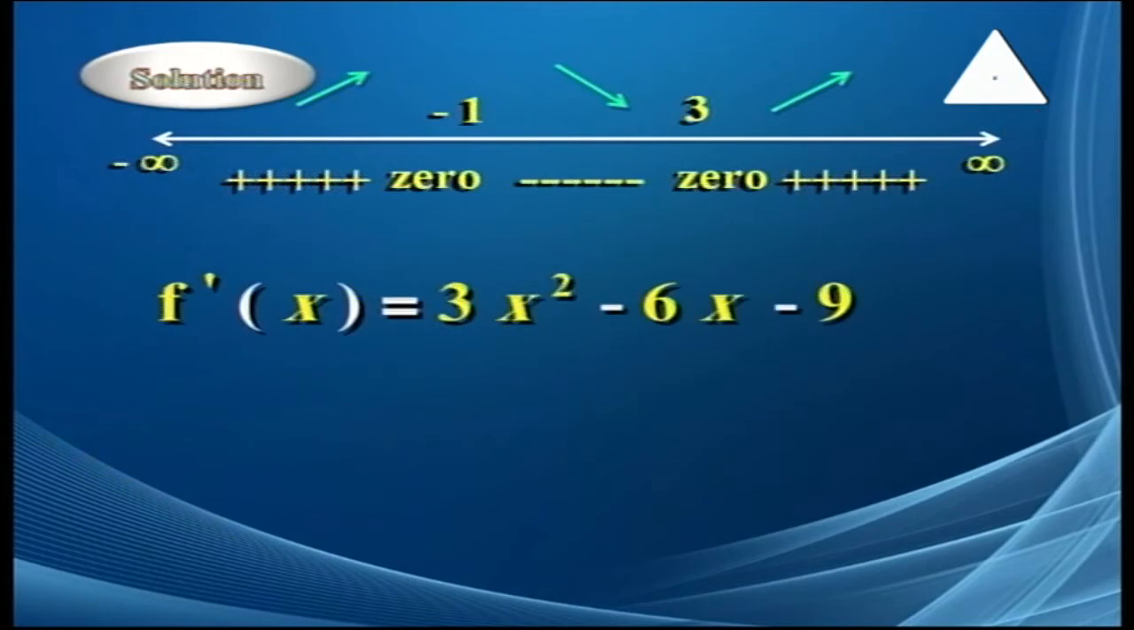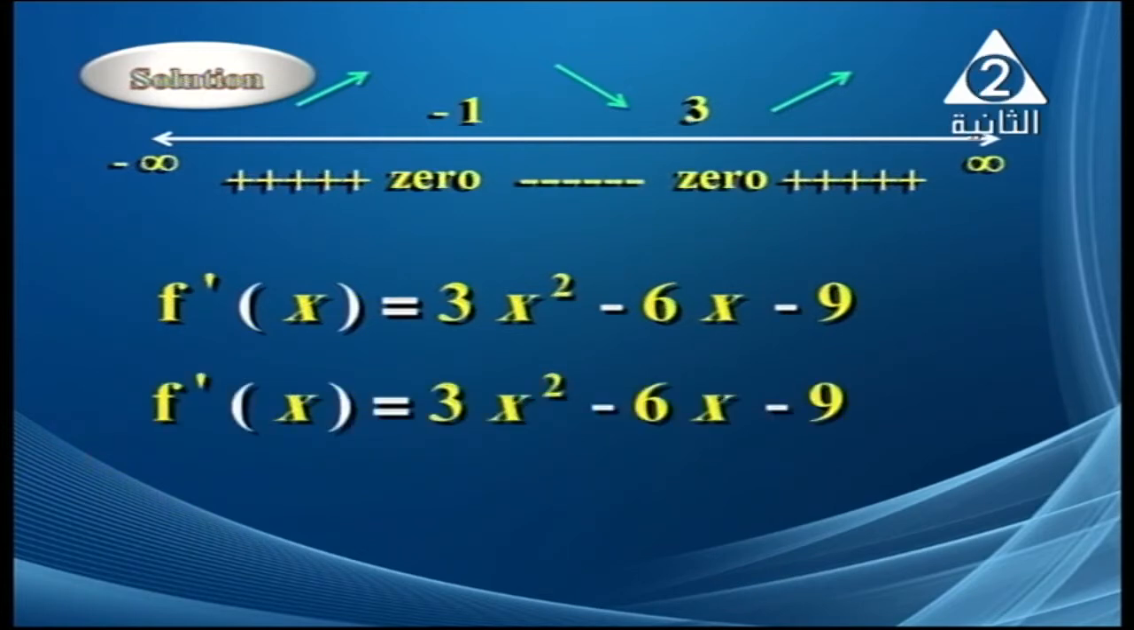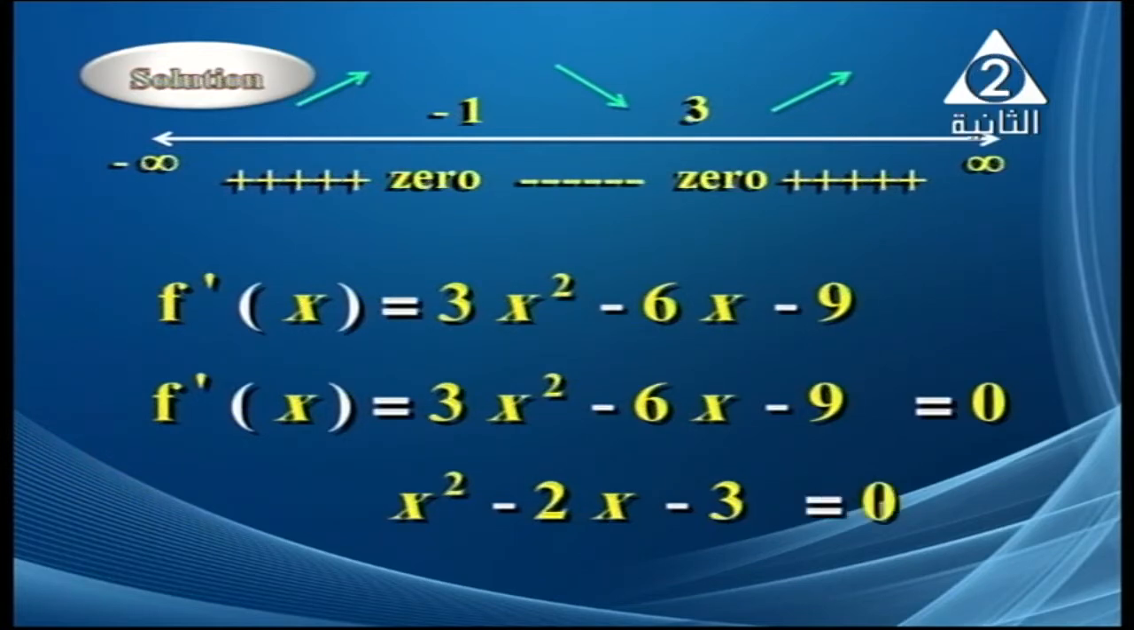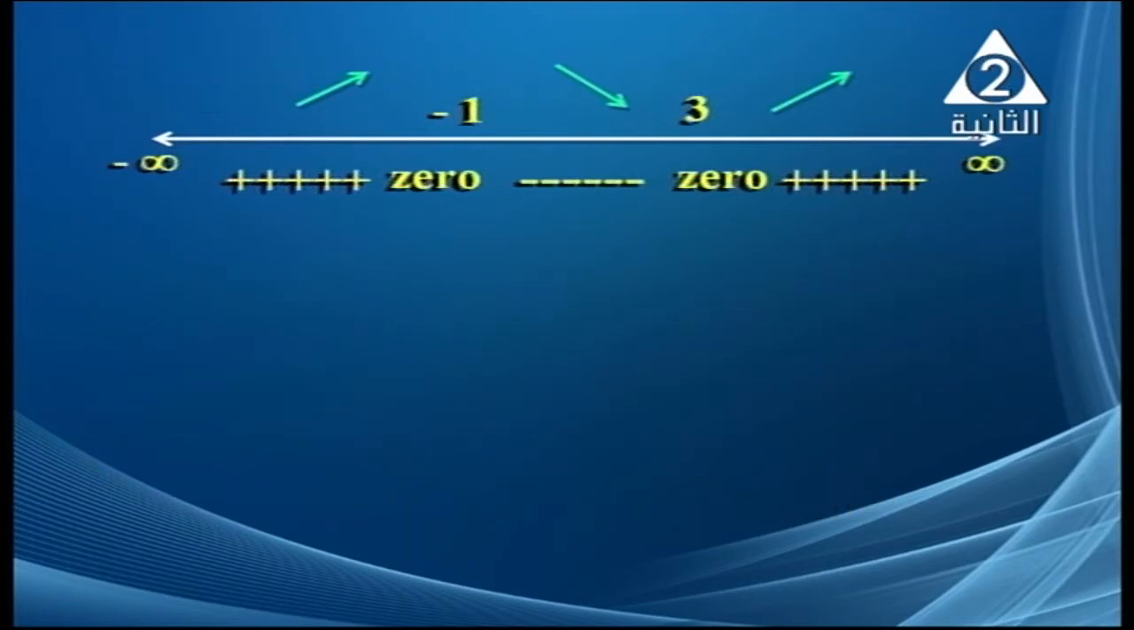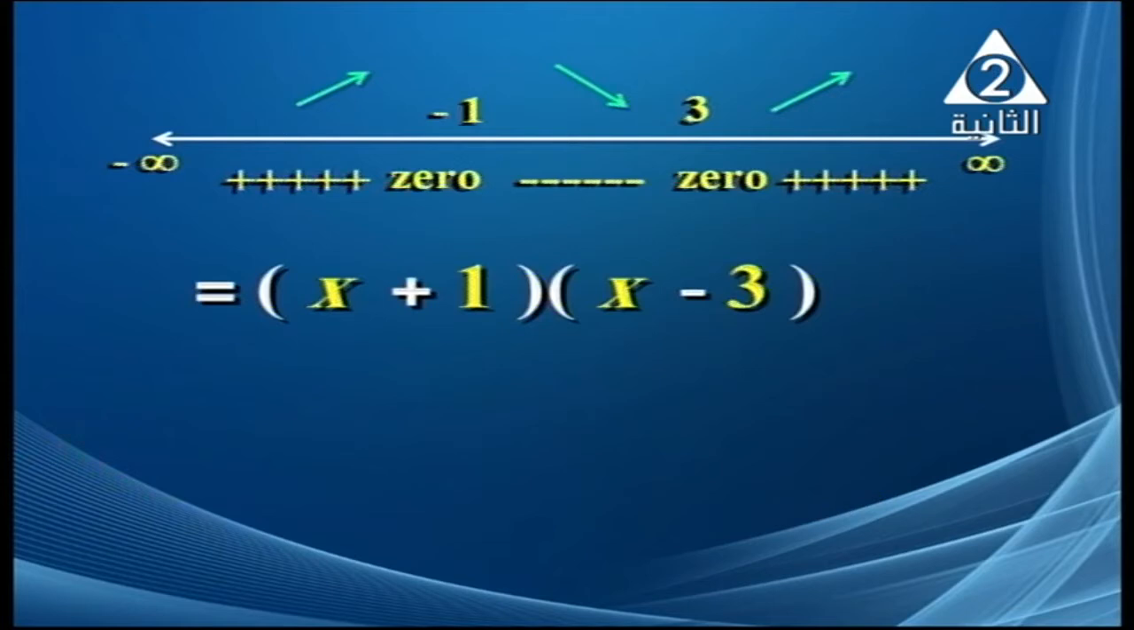Look at, my dear student, at the first, to find increasing and decreasing, let f dash of x equal 0. What is f dash of x, my dear student? 3x squared minus 6x minus 9. After that, f dash of x equals 0. Then we divide each term by 3 to simplify: x squared minus 2x minus 3 equals 0. And factorize by using the trinomial. Then x plus 1 multiplied by x minus 3 equals 0. Then x equals negative 1.